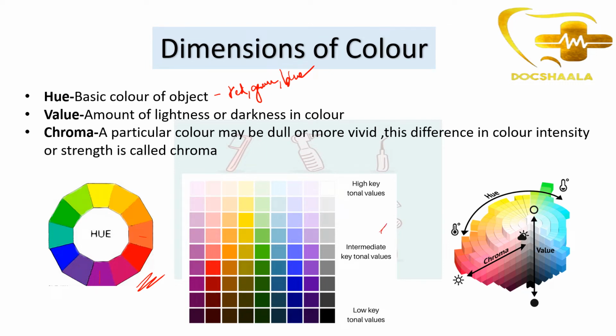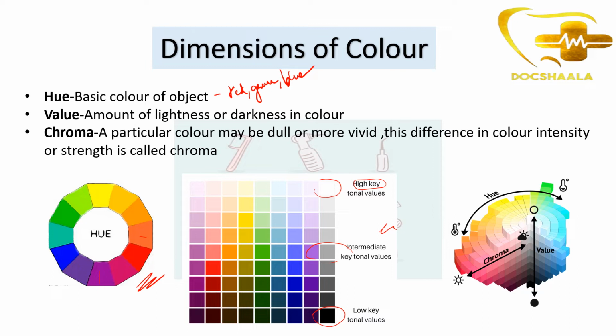Value is the amount of lightness or darkness present in the color. From this image you can see that the high key tonal values are more light, these are intermediate, and these are low key, they are more dark. So this is what a value is.